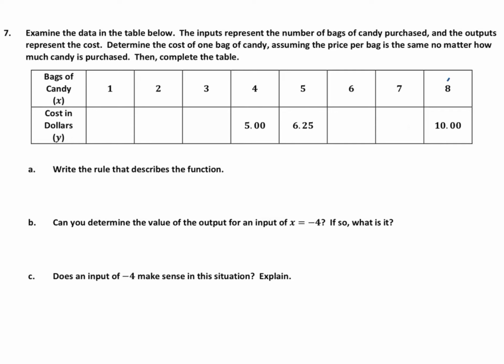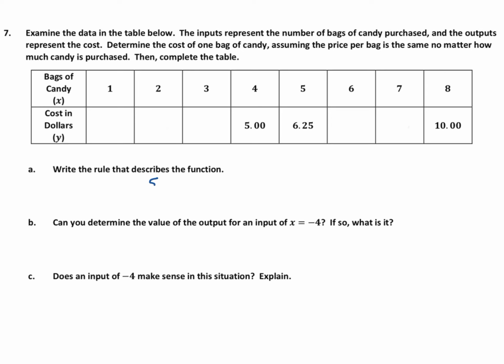That phrase, that the price per bag is the same, represents a linear relationship. So we're going to find a rate based on this table. To find the rate, we're going to do the y divided by the x. We're doing the cost per bag of candy. So we have 5 divided by 4. Now you can either leave it like that or you can change it to a decimal. And if you do that, that's 1.25.